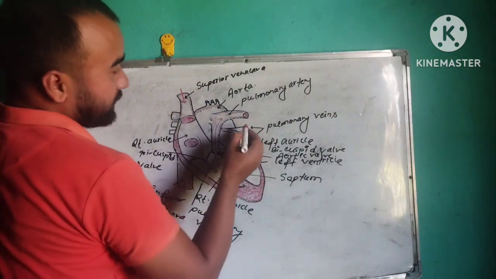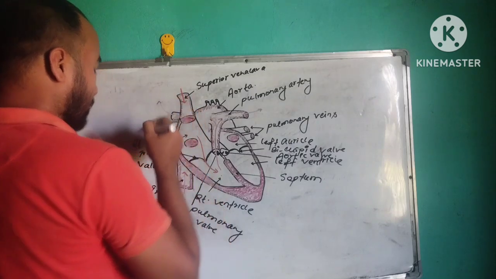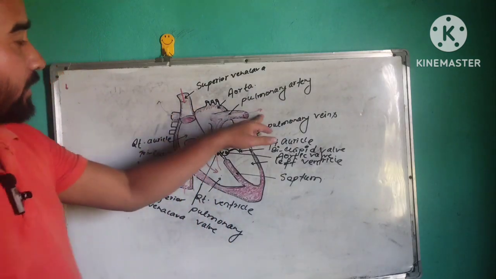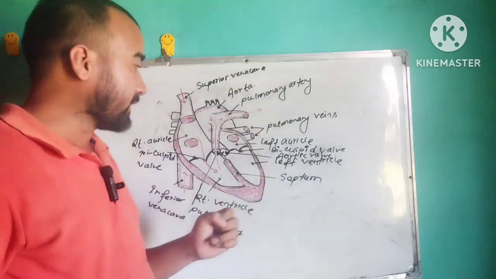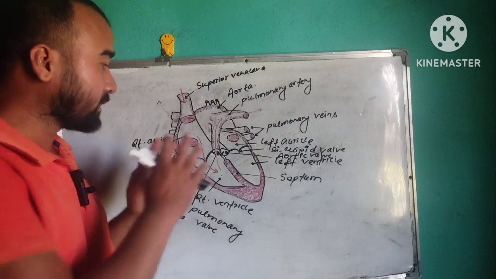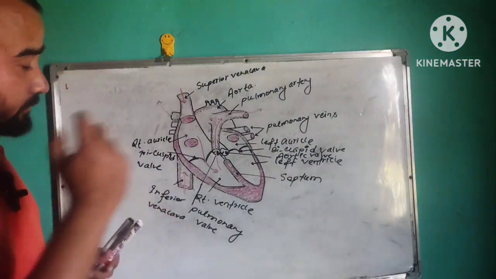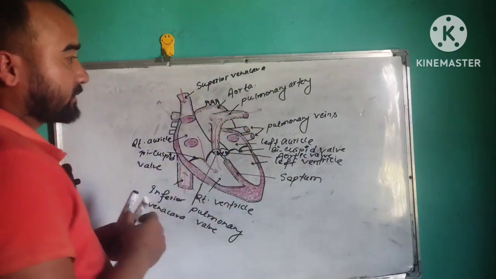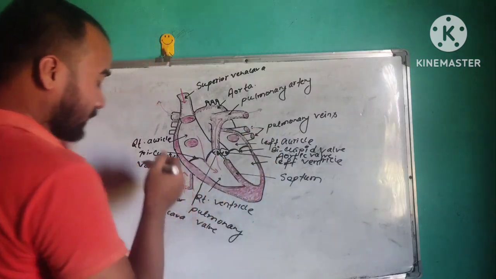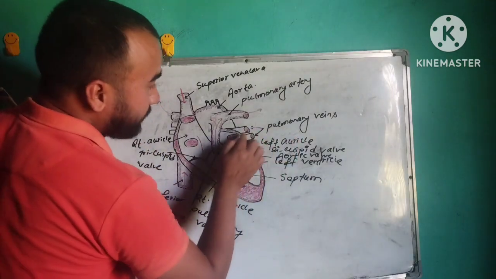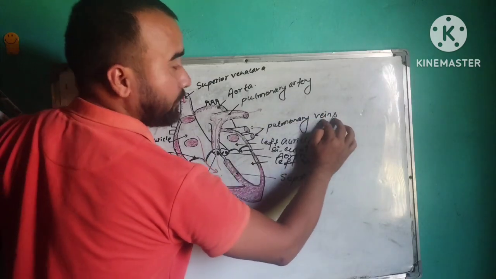Okay, that pulmonary artery carries the impure blood towards the lungs, right? Towards the lungs, and the main purpose of carrying blood towards the lungs is purification. That means the lungs purify the blood, and after purification, from the lungs again the pure blood comes to the left auricle through these four pulmonary veins.